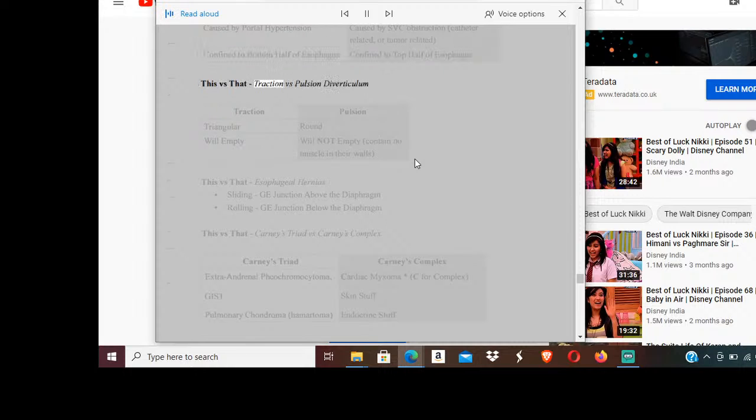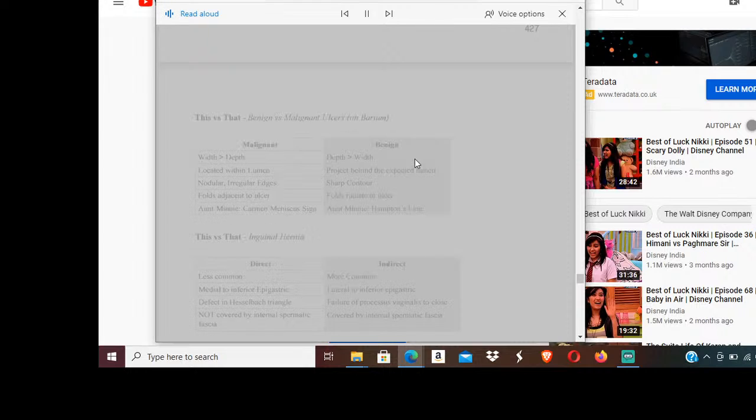This vs that, traction vs pulsion diverticulum. Traction: triangular, will empty. Pulsion: round, will not empty, contain no muscle in their walls. This vs that, esophageal hernias: sliding, GE junction above the diaphragm; rolling, GE junction below the diaphragm. This vs that, Carney triad vs Carney complex. Carney's triad: extra-adrenal pheochromocytoma, GIST, pulmonary chondroma. Carney's complex, C for complex: cardiac myxoma, skin stuff, hamartoma, endocrine stuff.